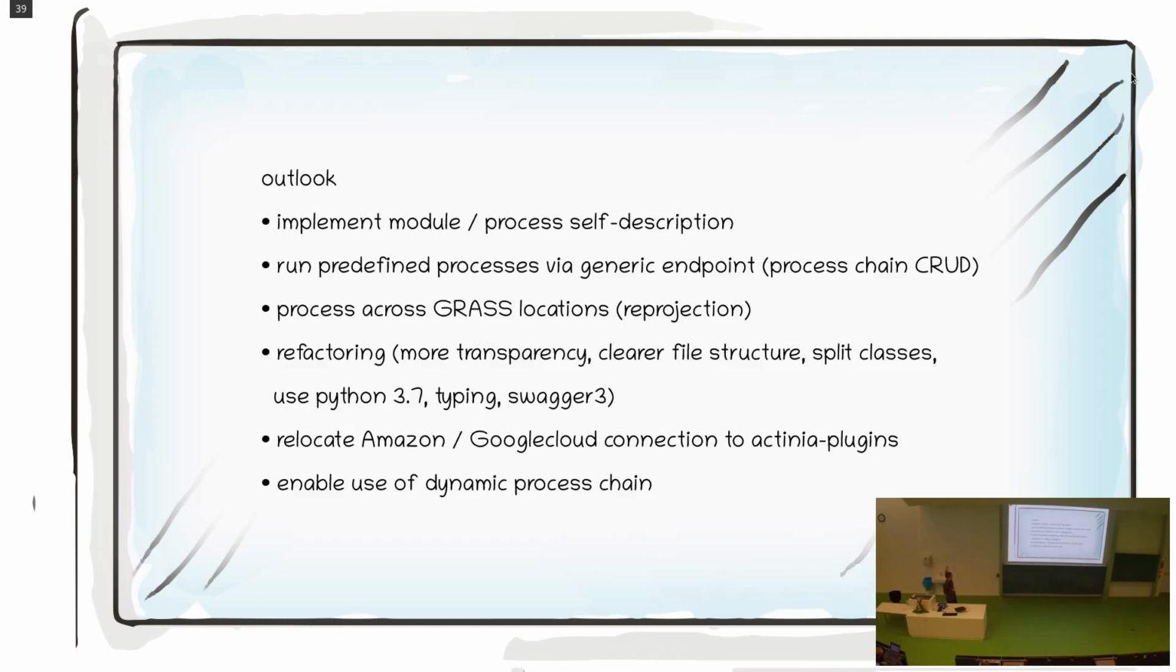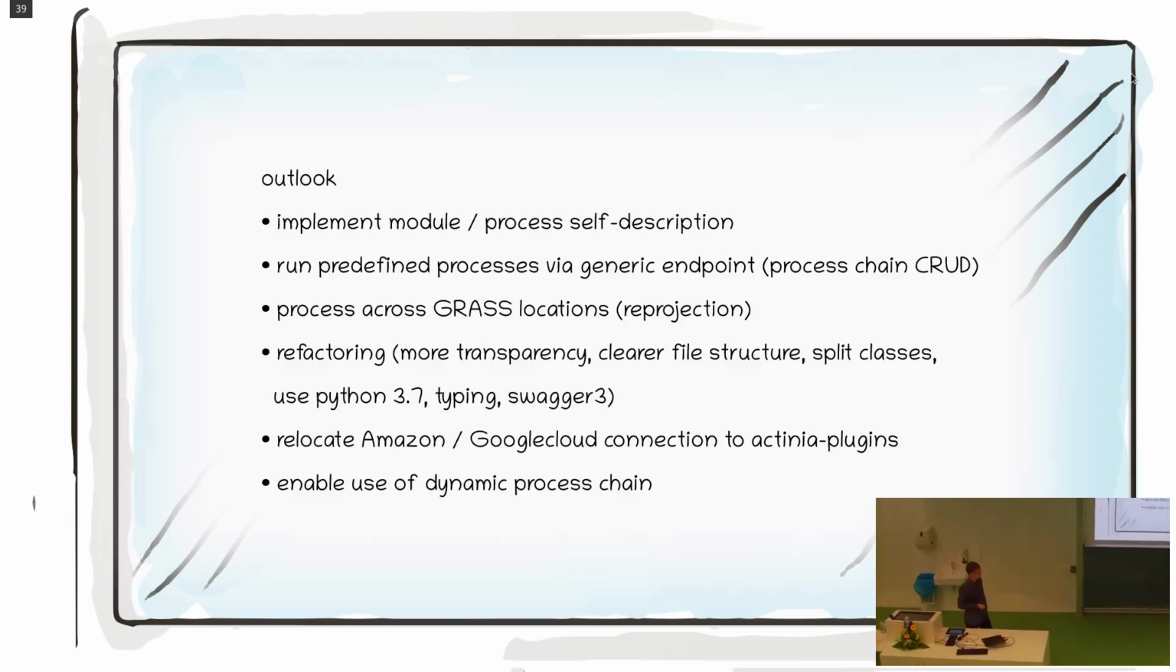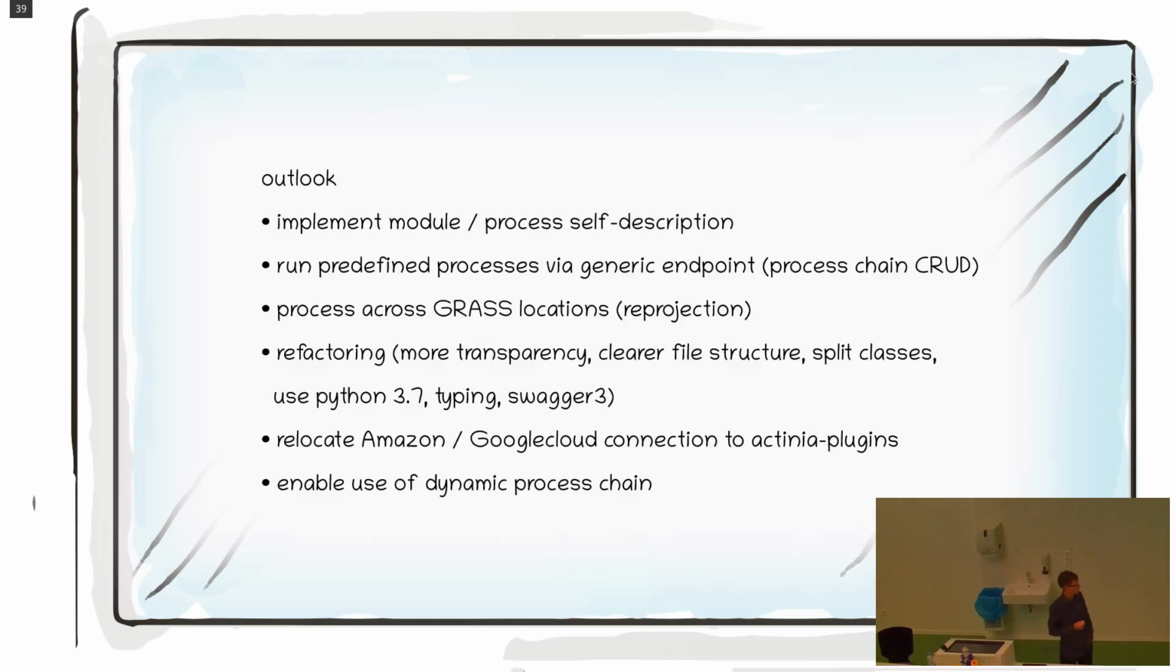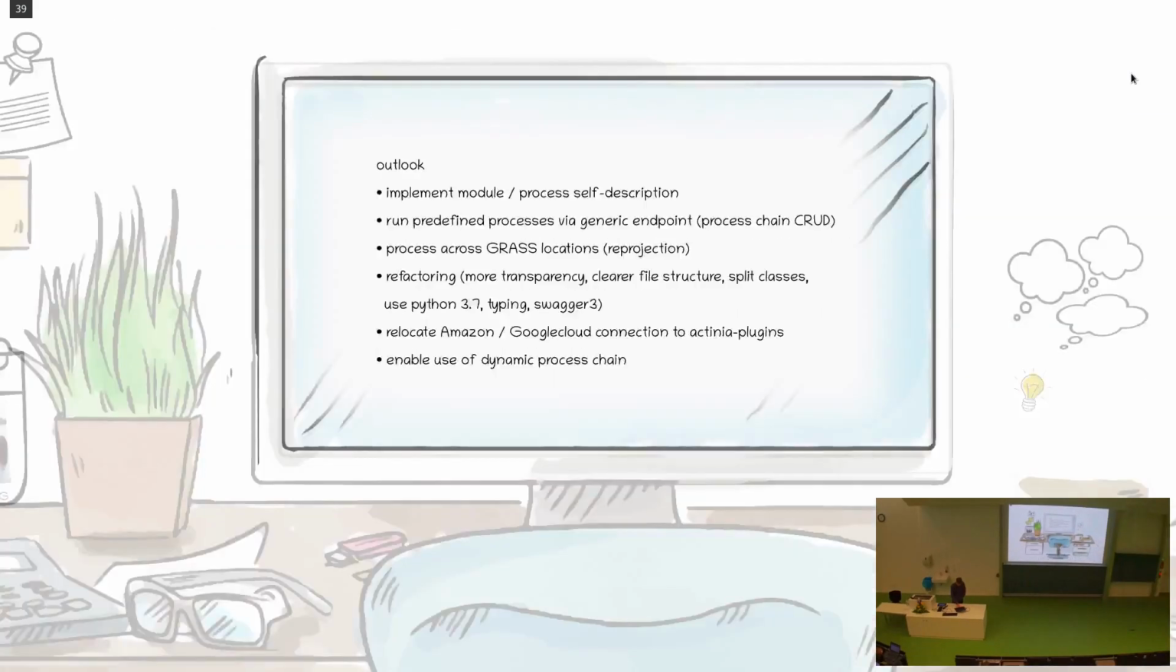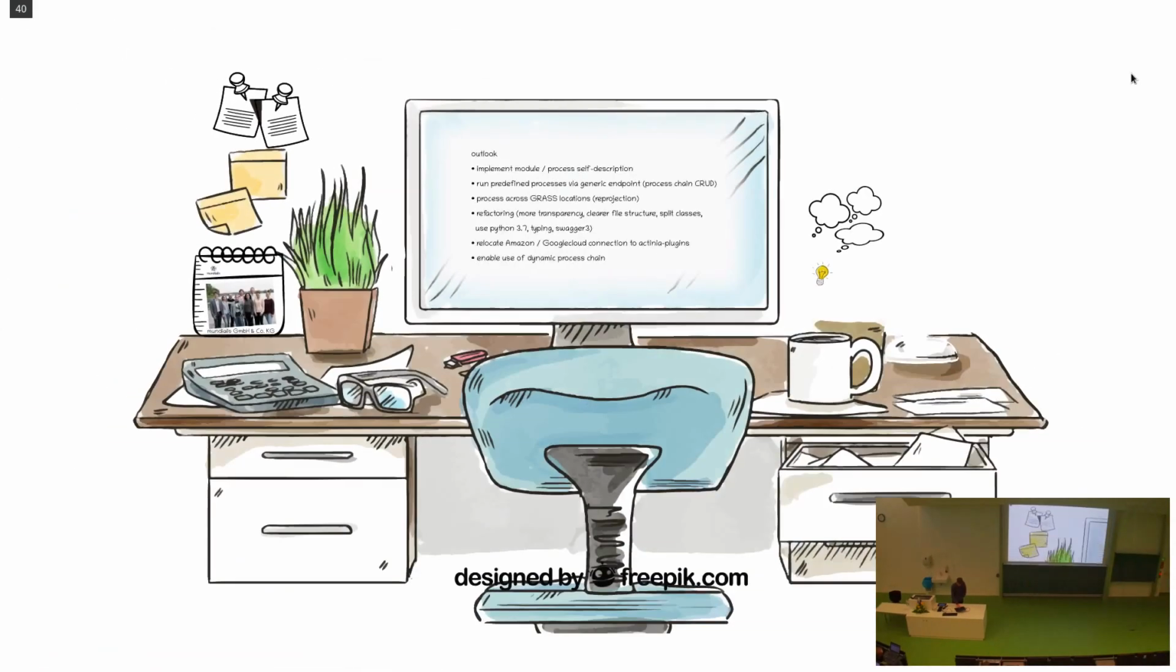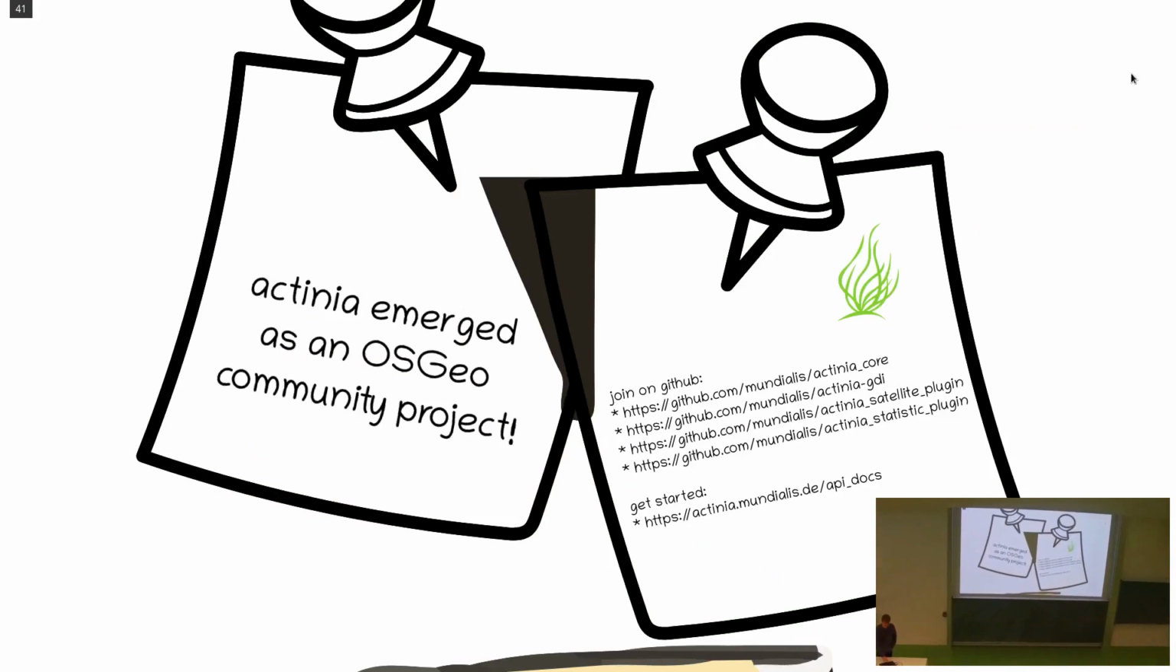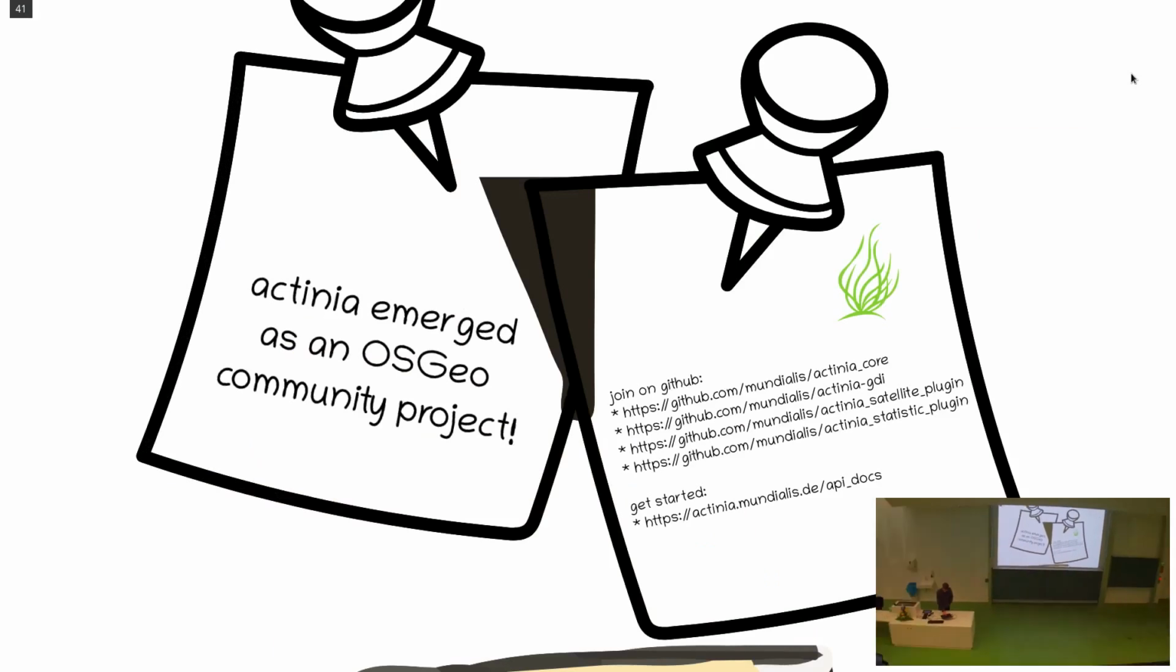And we want to get rid of the Google Cloud connection somehow and probably do more stuff in-house, but it's also a bit of future, or we need to find some financing for that. That would be cool. And enable use of dynamic process chains. I think this is also related somehow to OpenEO and to be covered there. Well, that's basically it. Importantly, actinia is an OSGeo community project, and you can, of course, join us on GitHub.